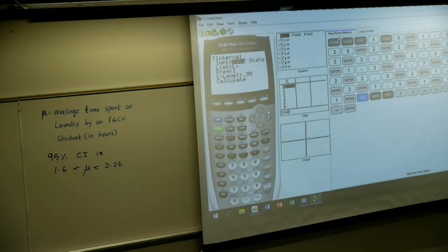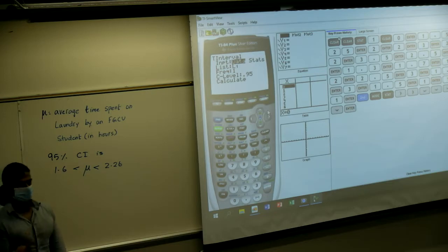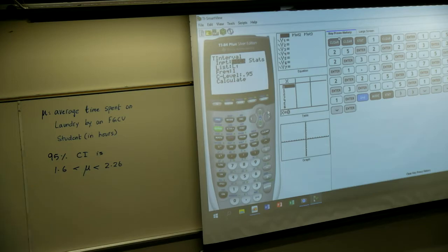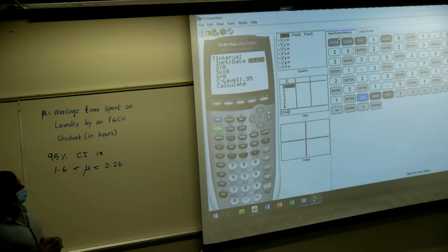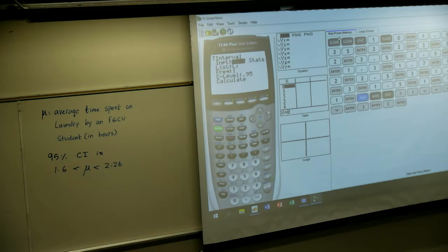What do we have? Do we have the data, or do we have a bunch of statistics? We have the data in list 1. If you don't have the data, but you just had stats, then you'd have to enter the mean and the standard deviation of the sample, and the sample size. Since we have the data, I'm going to enter it in list 1.